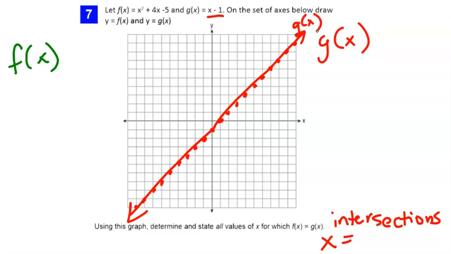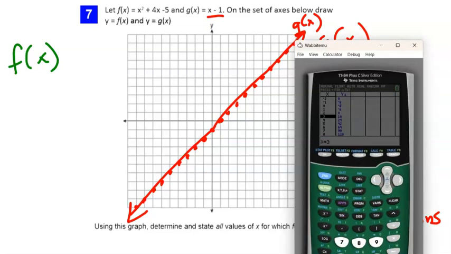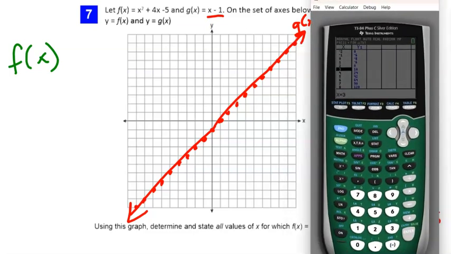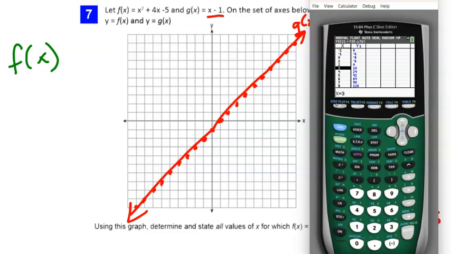And now for the other part, I'm going to get a table of points. So I'm going to turn my graphing calculator on. I'm going to go to my y equals button. I'm going to type in the function for f of x, which is x squared plus 4x minus 5. And I'm going to take a look at this table. I'm going to try and grab some points that are negative. I'm also going to grab some points that are positive.